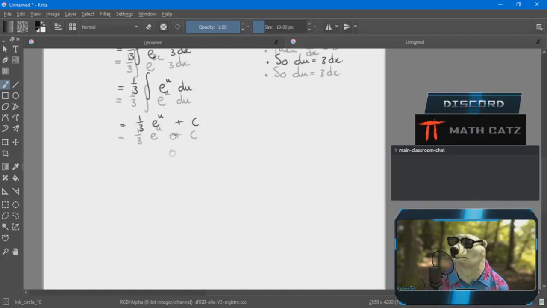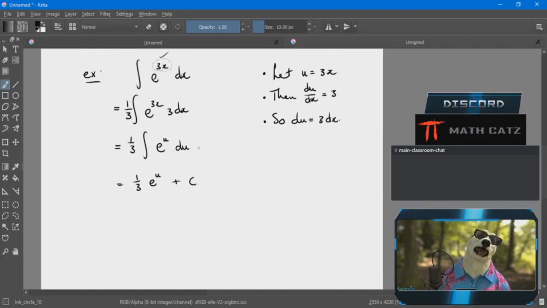Now I can look back, say, okay, where did this come from? Oh, x, so I need to go back to x. 1/3 e to the 3x, because u and 3x are the same, plus c, done. So the substitution method tells me exactly what I need to do and helps me to not actively think about how to reverse the chain rule. It's doing all of that in the background for me.